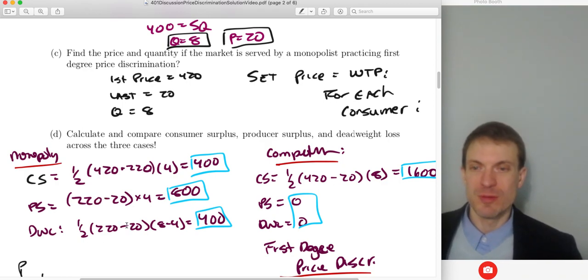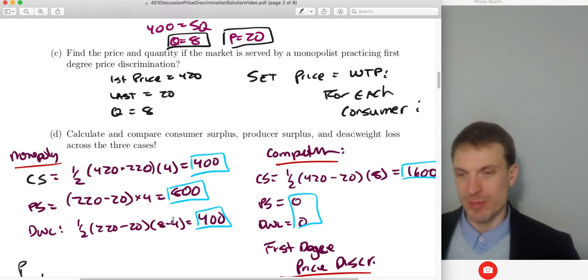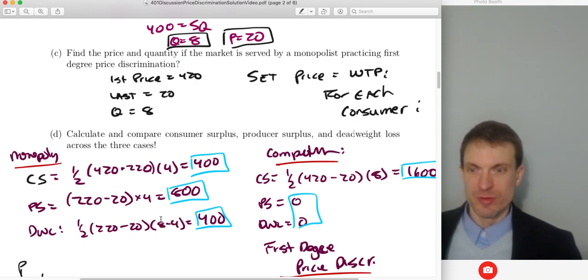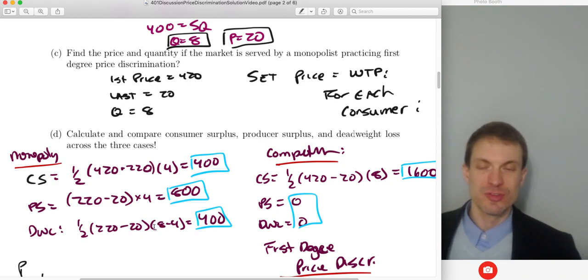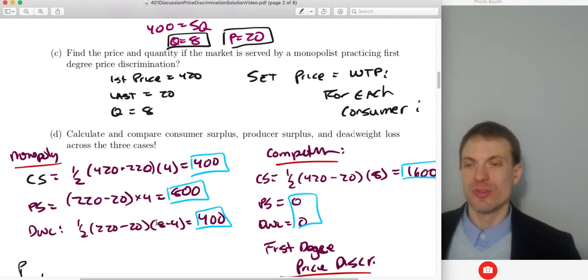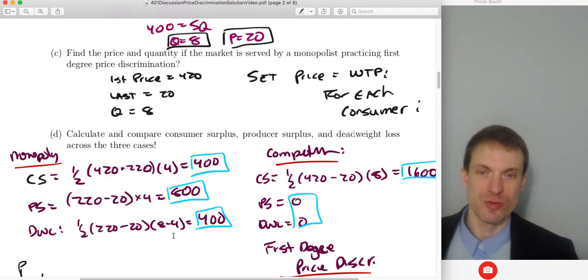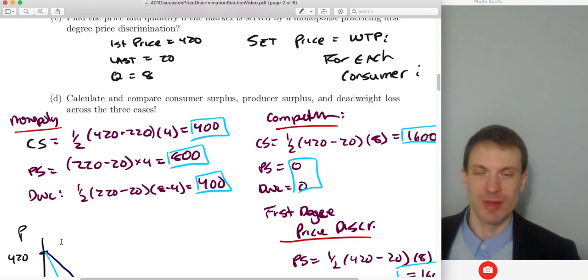Deadweight loss is going to be the foregone economic activity. These are going to correspond to the units between where the monopoly is stopping and where the competitive market would have served. Right? So the monopoly produces 4 units. The competitive market would have produced 8 units. So there are 4 units that are not produced, and that's lost activity. That's lost gains from trade. That's deadweight loss. This corresponds to the area of a triangle. It's going to have a vertical height of 220 minus 20, and a horizontal length of 4, and then it's going to be 400. For perfect competition, I'll show you the graph in a second.